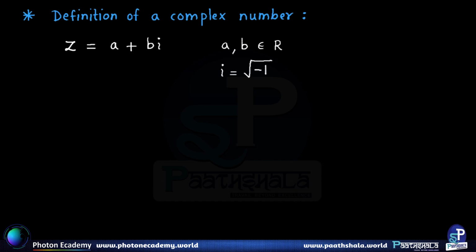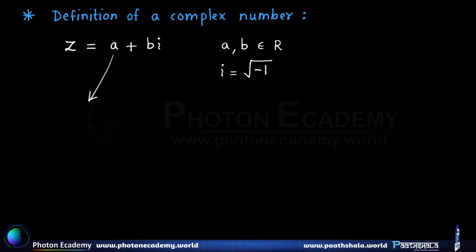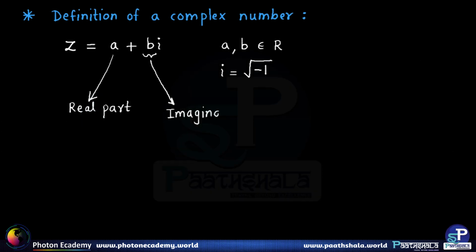So any number of the form a plus bi, where a and b are real and i is equal to root of -1, is called a complex number. Now if we see this a, which is the real part, we call it the real part of z, whereas b is called the imaginary part of the complex number z.